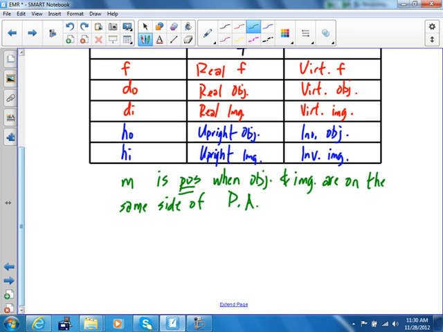It's a good question. If they're both on the same side of the principal axis, they're both upright, it's a positive M. If they're both inverted, it's a positive M. If one is inverted and one's upright, then it's a negative magnification, right? Just like it was for mirrors.